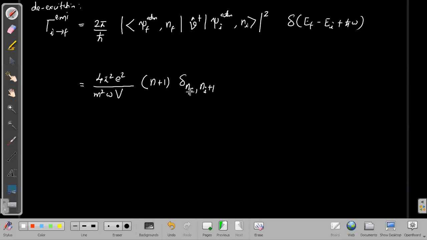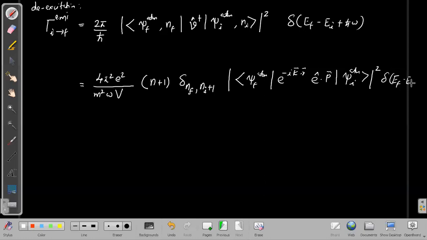So the Kronecker delta n_f comma n_i plus 1, then the mod square of ψ atom, e raised to minus i k dot r, e dot p, ψ_i atom, mod square, then the Dirac delta, E_f minus E_i plus ħω.